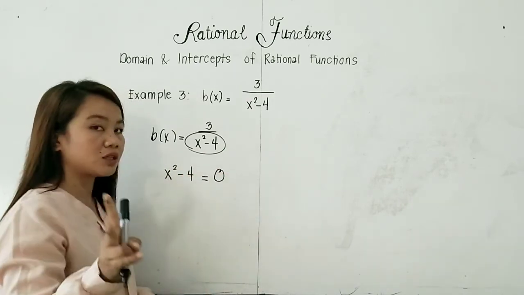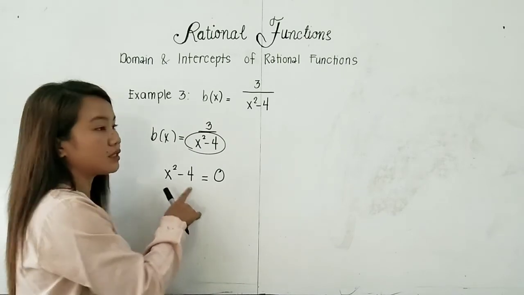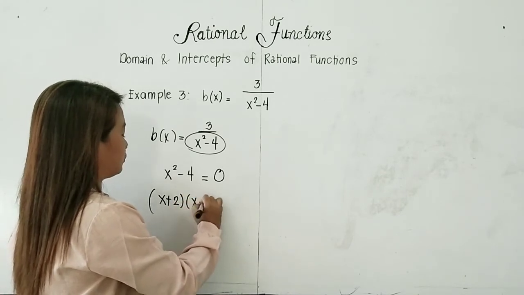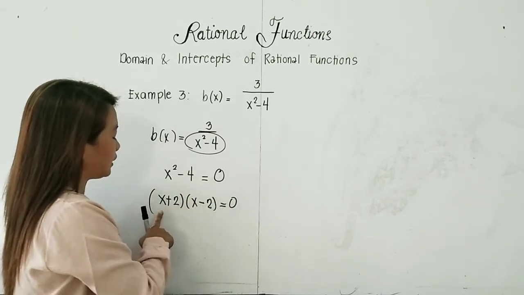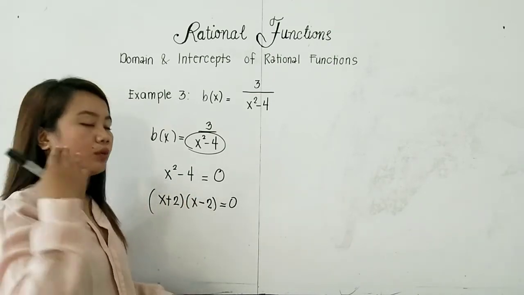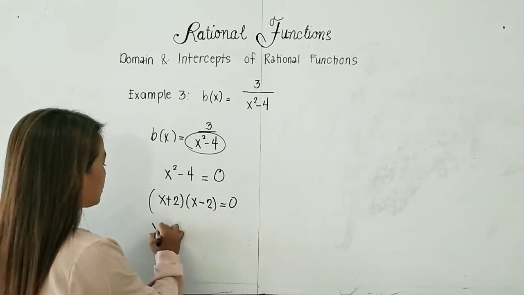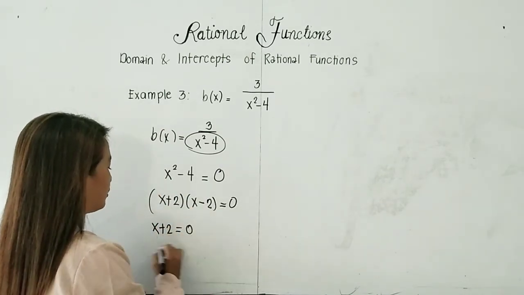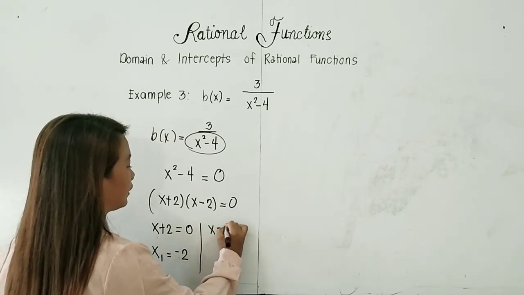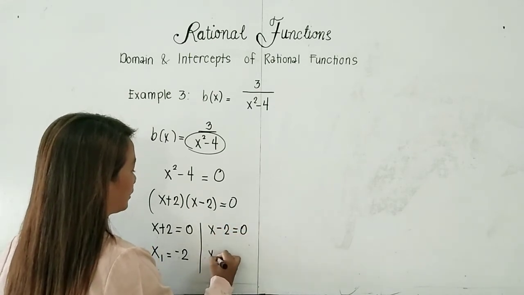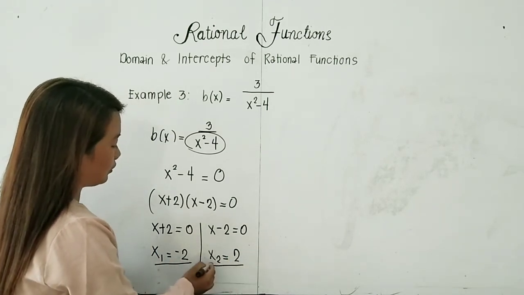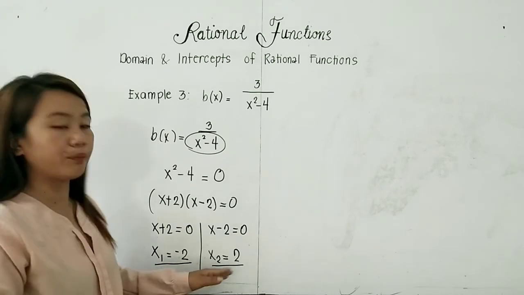To get the x, we will factor it out. Since this is a difference of squares, the factors are positive 2 and negative 2. So we have the quantity x plus 2 times the quantity x minus 2 is equal to 0. So we will equate them one by one. So x plus 2 is equal to 0, x is negative 2. The other one, x minus 2 is equal to 0, so x is positive 2. So we have two restrictions in the domain of b of x, that is negative 2 and positive 2.